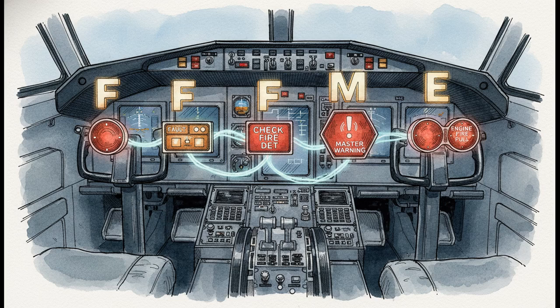Moving on to the M, we look for the master warning light. And finally, the E stands for the engine fire lights. So that's fuel, fault, fire det, master, engine, FFFME. You know aviation loves a good acronym, right? Well, mastering this one means you've completely nailed the visual check.